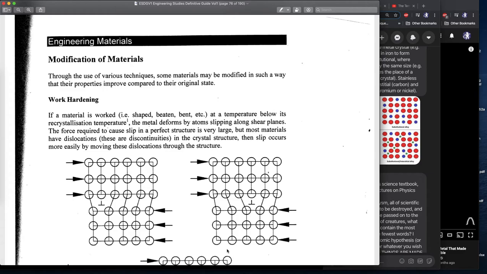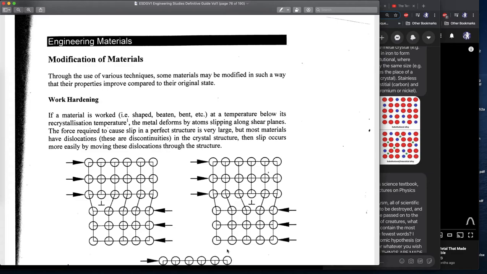Okay, we're going to go to materials, and so we're going to talk about the modification of materials. Well, the main thing is that sometimes we want to make materials stronger. We want to increase the load that they can withstand, or we want to increase their resistance to indentation or scratching. So we either want to increase their strength, which is increasing the load, or more specifically the stress they can take before failure, or we want to increase their hardness so that they'll be more resistant to scratching or indentation. Well, how do we do that?